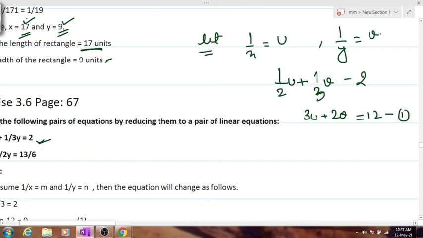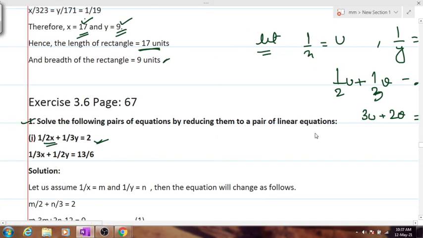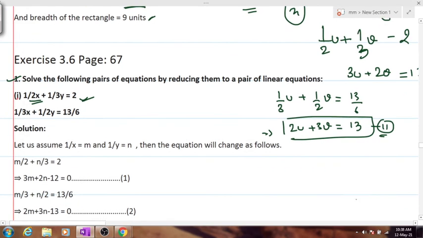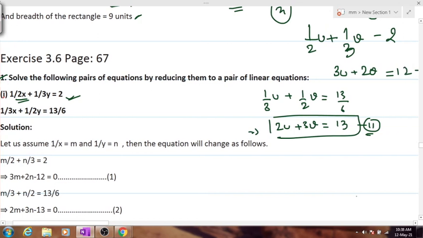This will become our equation 1, and from equation 2 what can we write? It will become 1 by 3u, because we have taken 1 by x as u, plus 1 by 2v is equal to 13 by 6. Then when we take the LCM, we will get 2u plus 3v is equal to 13. This will be our equation 2. I don't think I have to tell you how to solve this. Kindly solve it and tell me the answer for x and y.